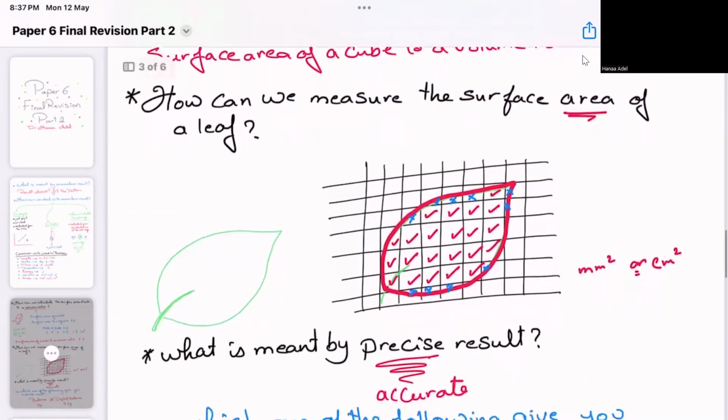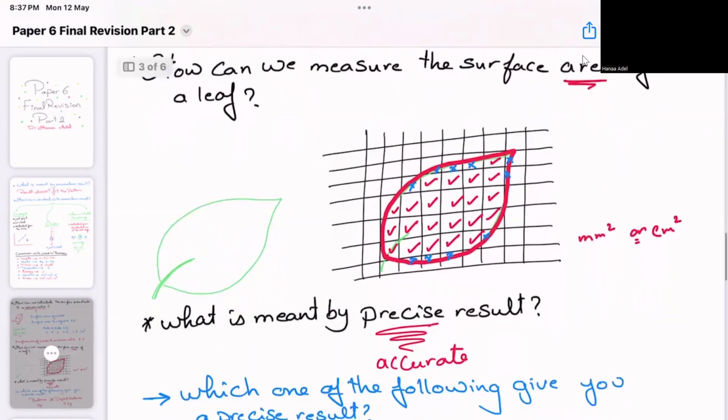Next question, what's meant by precise result? It's an accurate result. So the meaning of precise result is the accurate one.